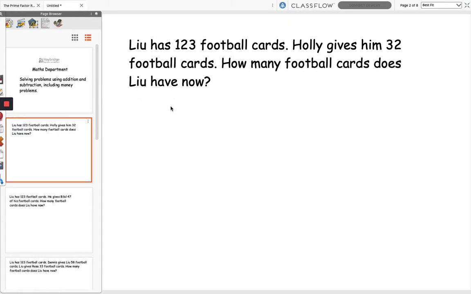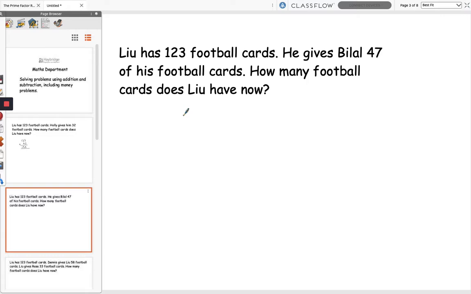Now, you may like to use a mental method to add your numbers, or you may prefer to use a column method. So I'll go through the column method. So I'm going to have 123 add 32. So 3 add 2 is 5, 2 add 3 is 5, and 1 add 0 is 1. So Liu has 155 football cards now.